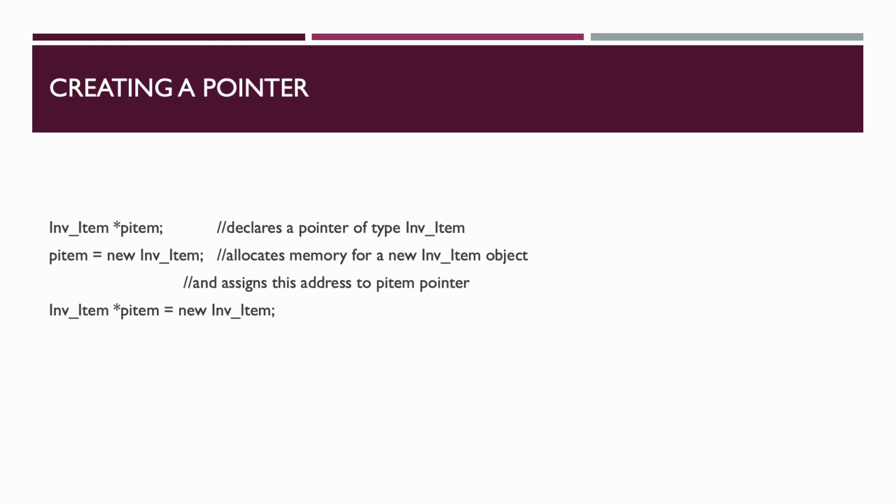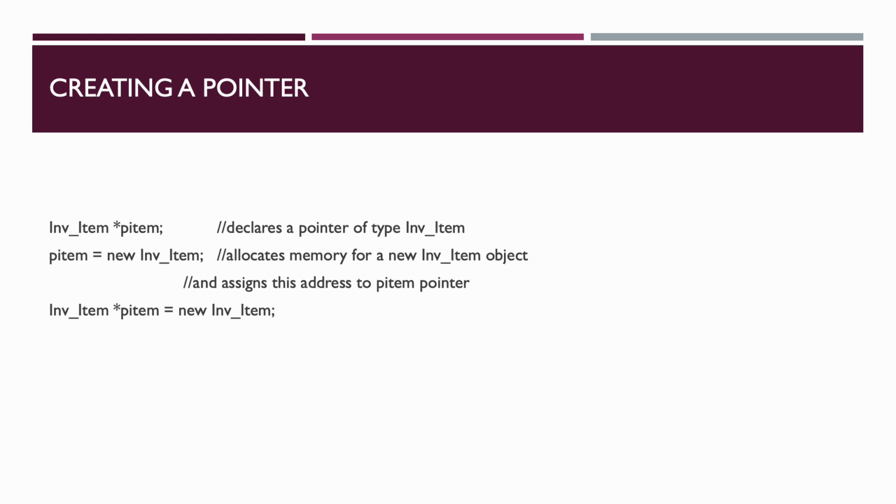You can see the basic structure for declaring a pointer and allocating memory for a new object in this slide. So here if you see inv_item *p_item, this line declares a pointer named p_item of type inv_item. The star indicates that p_item is a pointer, meaning it will store the memory address of an inv_item object, not the object itself.